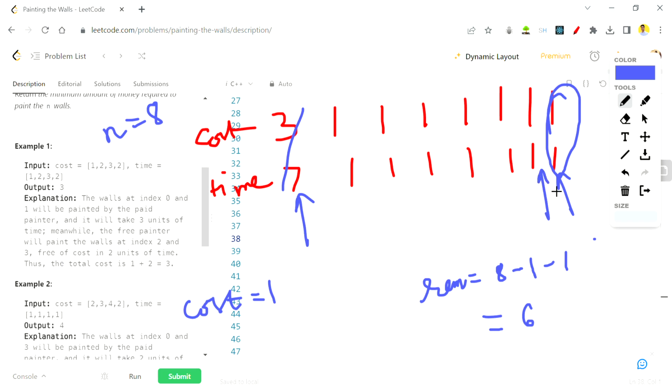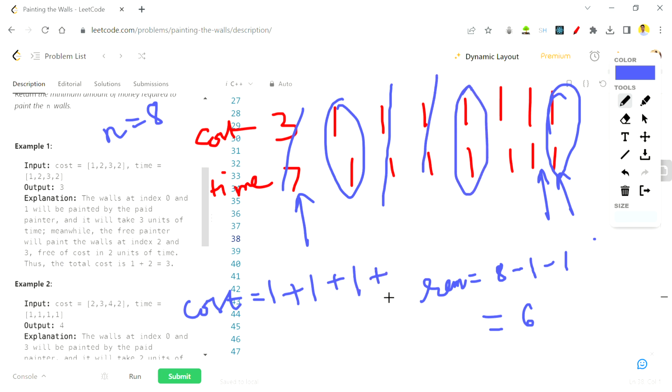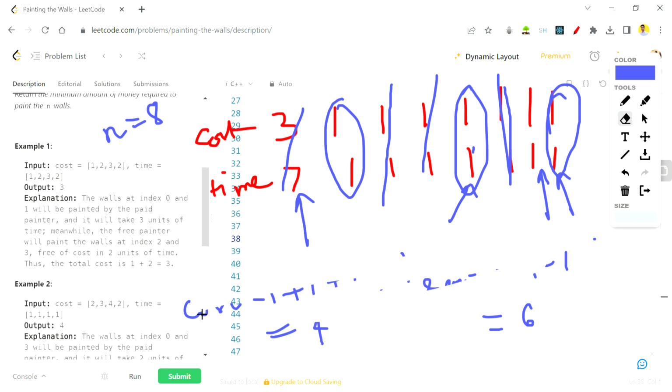Next I'm going to choose this one, and suppose the free painter finishes off another wall, I'm going to add 1. Similarly, if the paid painter is assigned this wall, this gets struck off, and the free painter does the other. So the cost associated is finally 4. But now let us see how the greedy fails here.